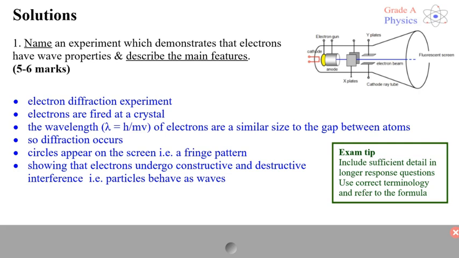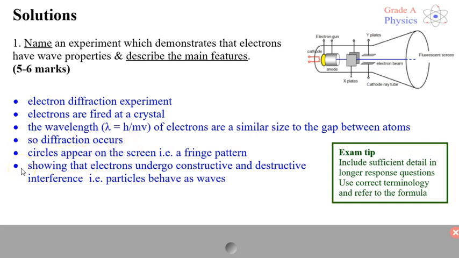Question 1. So this is a really important question you need for the exam. The name of it is the electron diffraction experiment. What's happening? Electrons are fired at a crystal or at a target. We could make reference to the de Broglie formula. The wavelength of the electrons is a similar size to the gap between the atoms. So diffraction takes place.